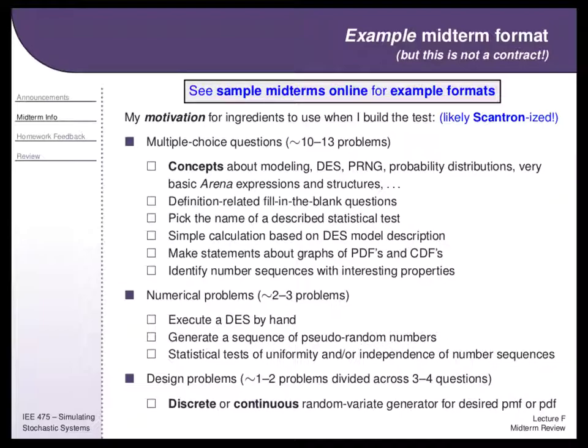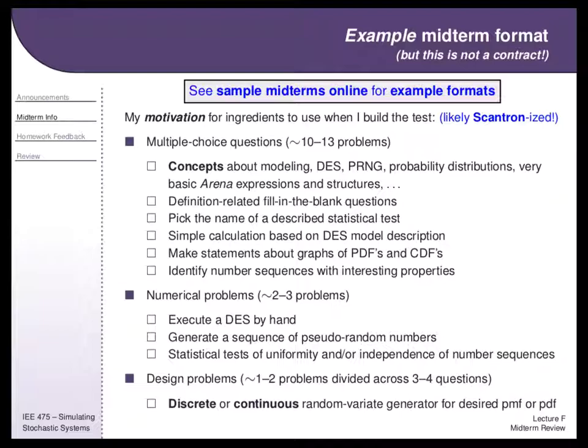Numerical problems. So a couple of these where maybe you have to do a small, like 4 or 5 lines, maybe just 4 lines of a DES by hand, and then I'll ask you for some cumulative statistic that you'll only get right if you've done all of those lines. Or maybe I'll ask you to generate a sequence of random numbers, and I'll ask you for the 5th in that sequence. Or maybe I'll have you do statistical tests of uniformity or independence using either chi-squared or KS or the runs test.